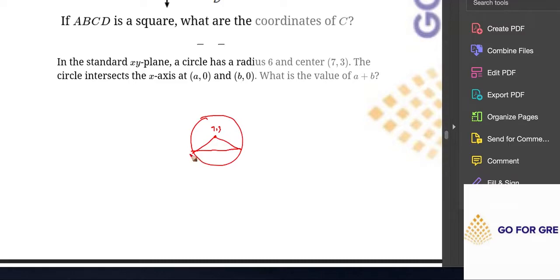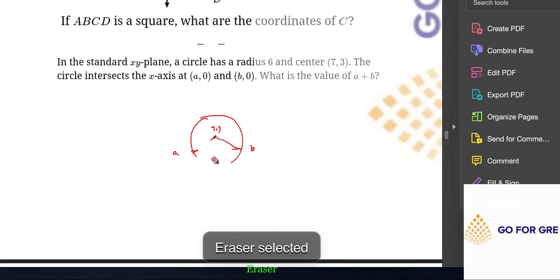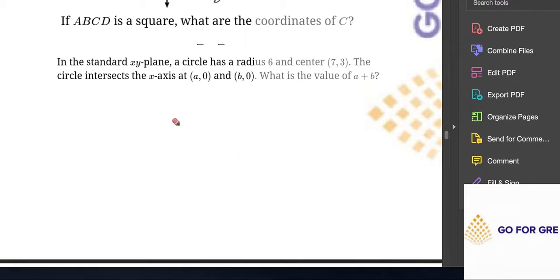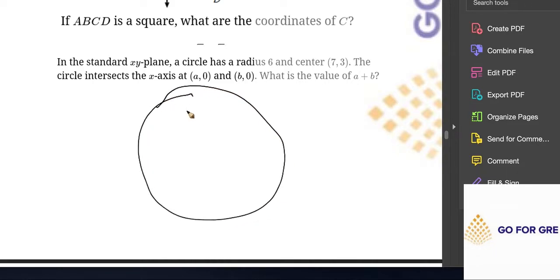If this is, let's say, the x-axis, it intersects at A and B. So let me change the color. This point must be (7, 0). Let me draw it bigger because it's difficult to see a smaller picture. Okay, my circle looks like this.